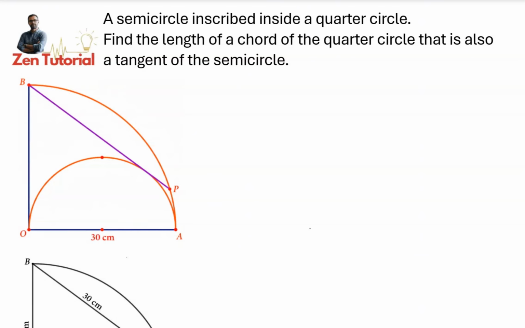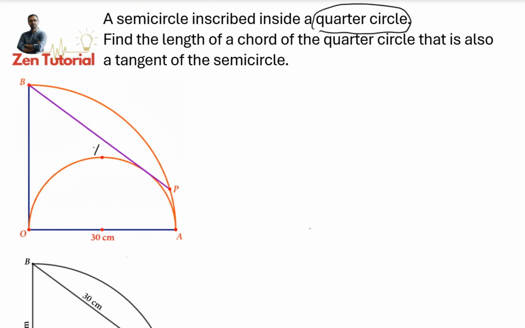Welcome. A semicircle inscribed inside a quarter circle. So here are two important points. One is the quarter circle. Which one is the quarter circle? The quarter circle is OAB, and AB is the quarter circumference of that circle, and a semicircle OA, here we can take a point, anything, let's say X.